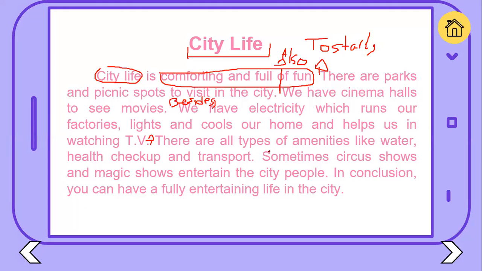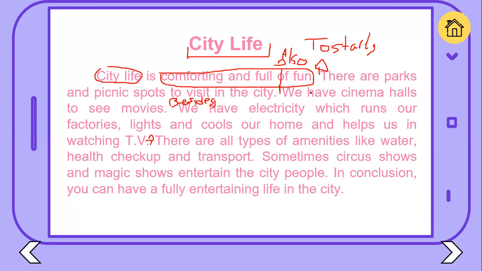We have all types of life necessities, the needs that we need to stay alive. We need water, we need health checkup like doctors and hospitals, and we need transportation like cars and buses. So all of these are found in city life, okay? Sometimes circus shows and magic shows entertain the city people. Also, here I mentioned an idea about how to get entertained in the city. So you could have circus shows and magic shows, okay?